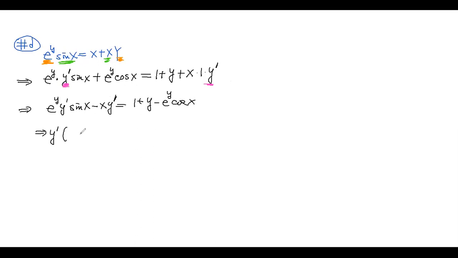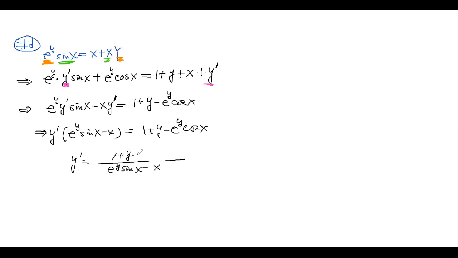Factor the y prime out, so this is e^y sine x minus x. So this is 1 plus y minus e^y cosine x here, right? Okay, so now I can get my y prime here. So this will be y prime equals 1 plus y minus e^y cosine x, over e^y sine x minus x. All right. Okay, so that's it, right?